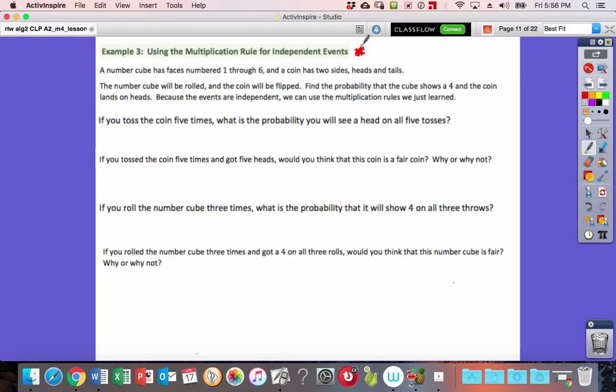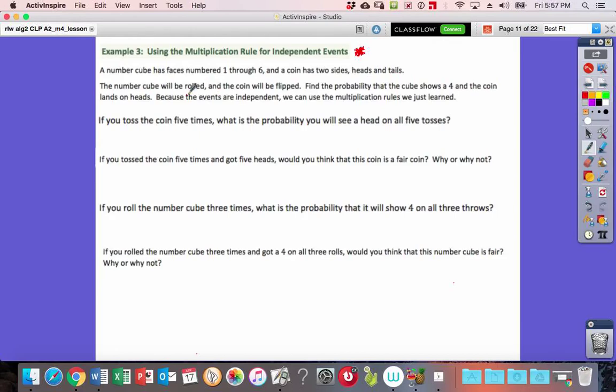Now we spent a lesson trying to determine if two events were independent. But sometimes from reading it, you know that the two events are independent. If you have a number cube which has face numbers 1 through 6, and a coin has two sides, heads and tails, if you roll the cube or flip the coin, they're completely independent of each other. They're two separate events. There's no way that they can be related.